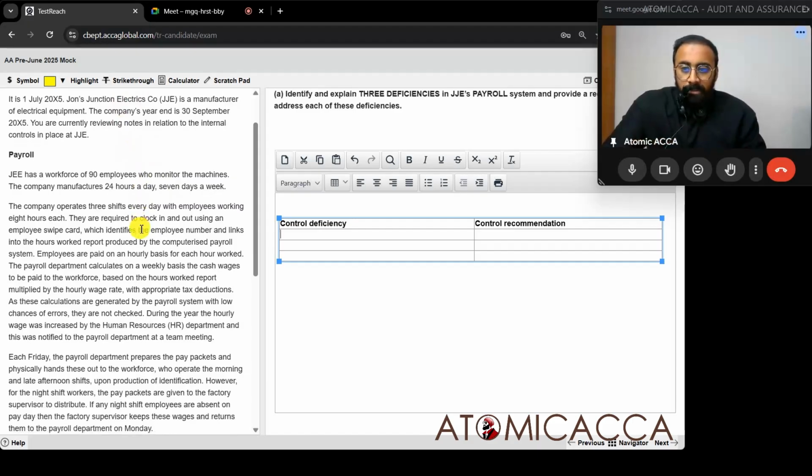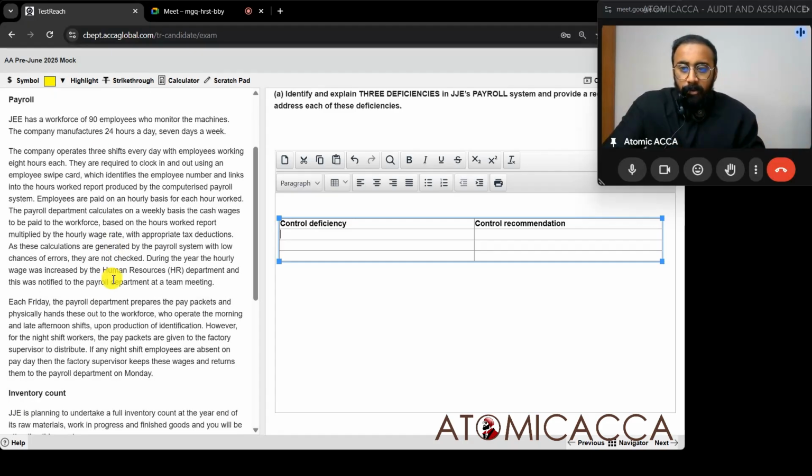Payroll. JJE has a workforce of 90 employees who monitor the machines. The company manufactures 24 hours a day, 7 days a week. The company operates 3 shifts every day with employees working 8 hours each. So 8 into 3, 24. 90 employees. They are required to clock in and out using an employee swipe card, which identifies the employee number and links into the hours worked report produced by the computerized payroll system.